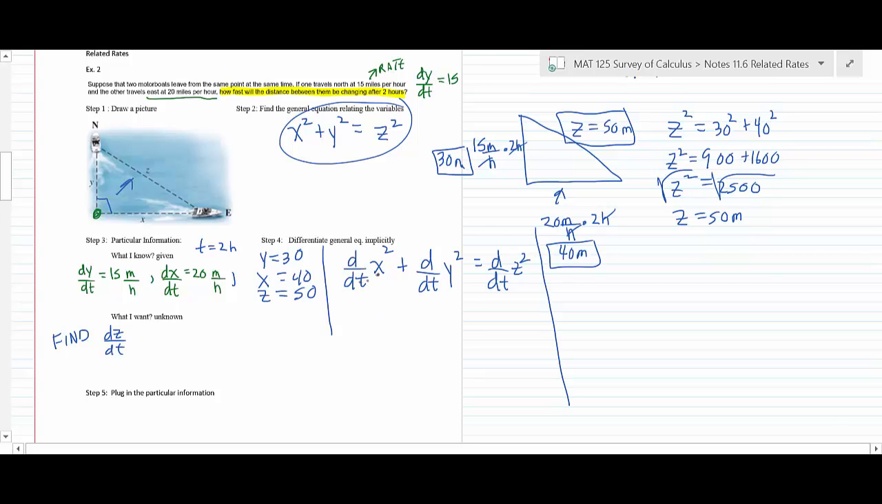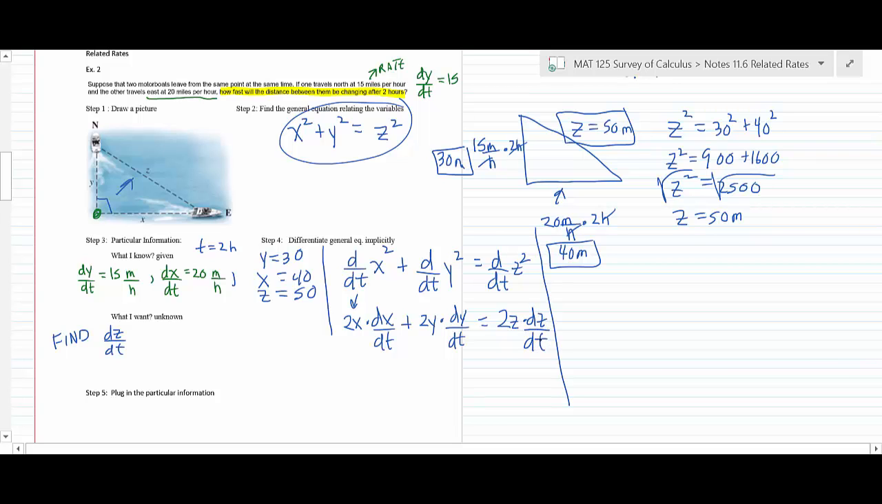What's the derivative of x squared? 2x times dx over dt. What's the derivative of y squared? 2y times dy over dt. And then what's the next one? 2z times dz over dt. Okay, right?